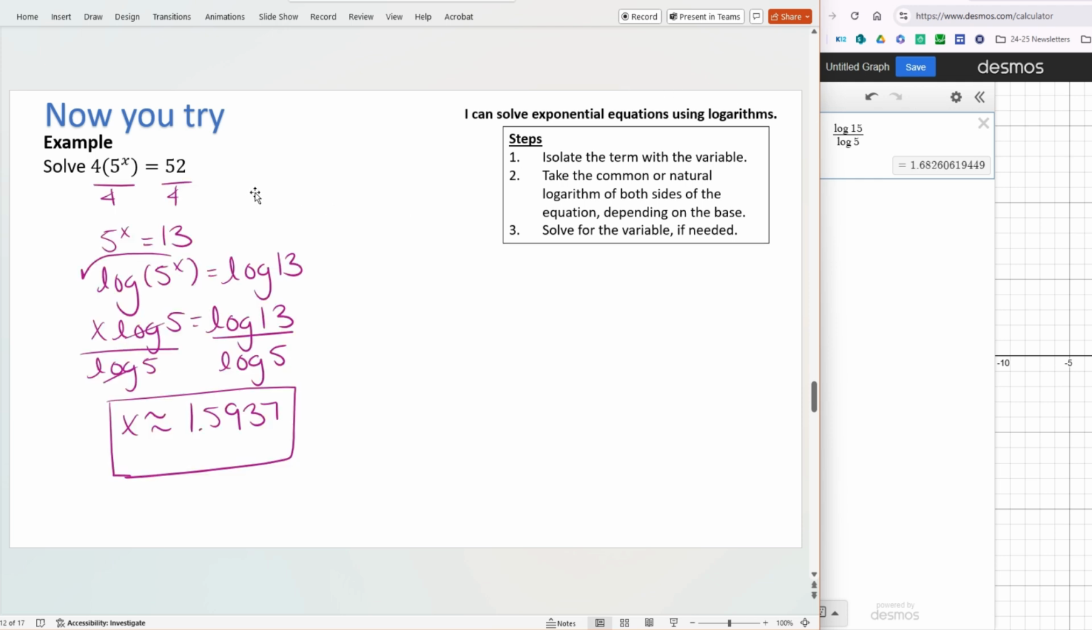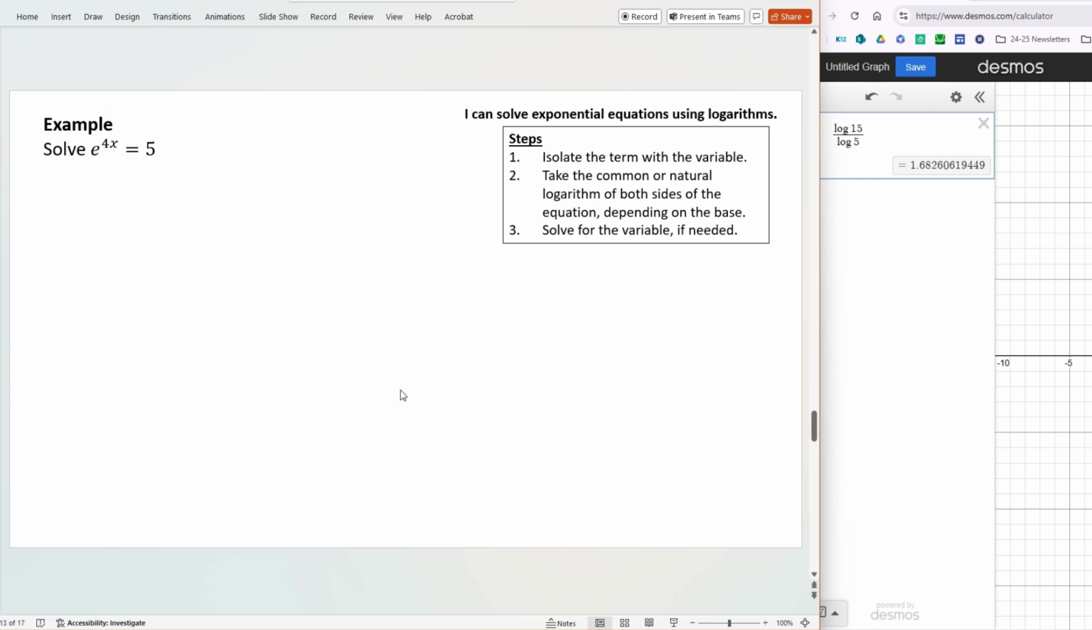So here we have 4 times 5 to the x equals 52. So you can solve by dividing both sides by 4. So that gives us 5 to the x equals 13. And now we take the log of both sides. So we have x coming down in front also. So we have x log 5 equals log of 13. We divide both sides by the log of 5. And then you can do the log of 13 divided by the log of 5 on your calculator, which gives you approximately 1.5937. So now let's try solving this equation.